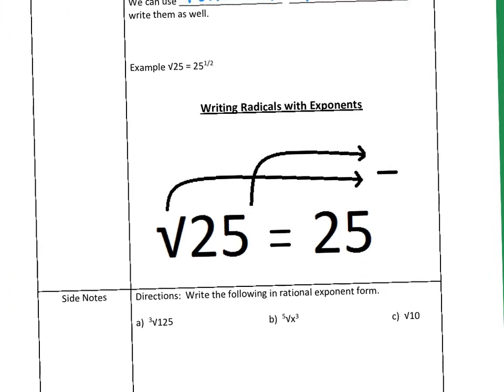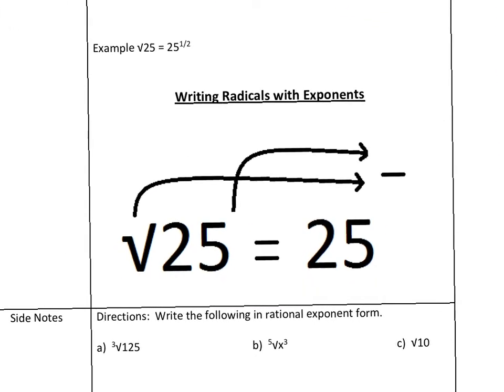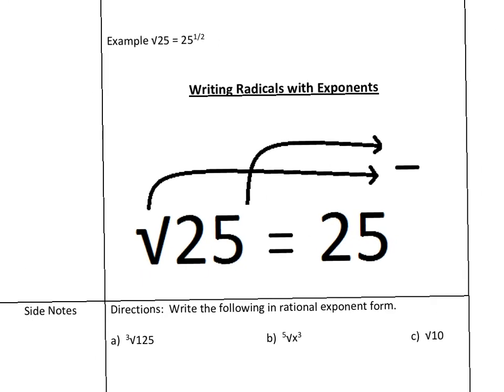Okay, so the example that we have here, we have the square root of 25. This should just have the square root symbol over this whole thing. So square root of 25. We can rewrite this as 25 to the 1/2 power. Okay, and let me explain why.